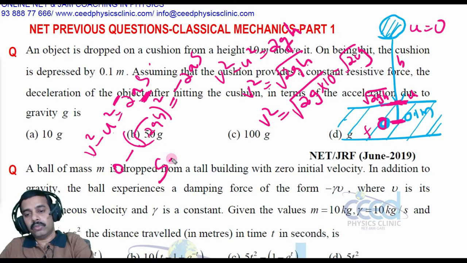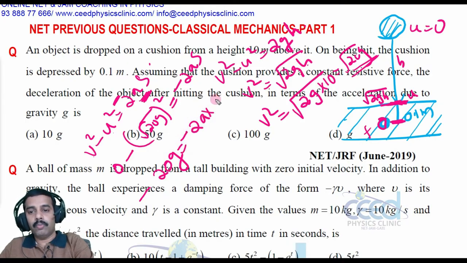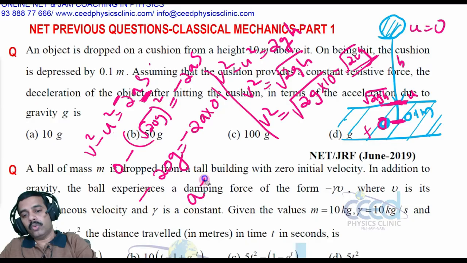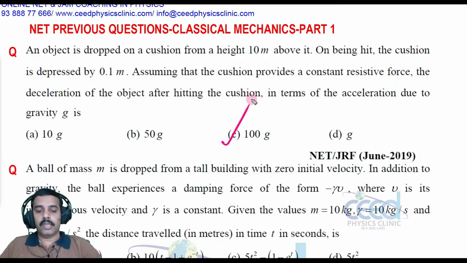We are asked to find the deceleration. So 0 minus 20g is equal to minus 2 into a into s, where s is 0.1. So a is equal to minus 2 cancels, 10g divided by 0.1, that is 100g. So option C is correct.